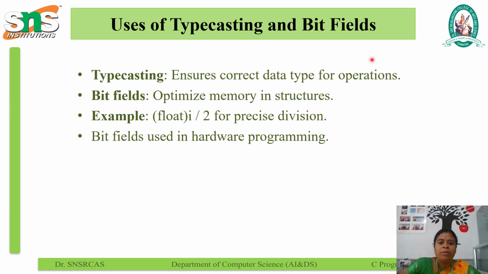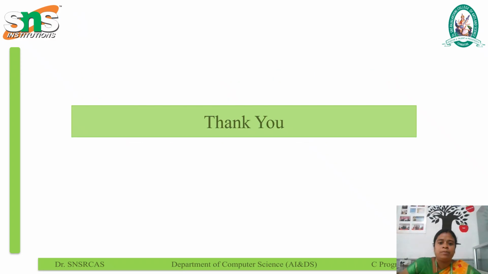Next one, use of typecasting and bit fields. To perform operations between different data types safely. To ensure correct arithmetic operations, for example float division instead of integer division. To match function parameter types. To save memory by converting into a smaller data type if appropriate. Using bit fields to save memory when storage is limited. For hardware programming, such as controlling registers in embedded systems, to define compact structures for flags and small-range integer values. Thank you.